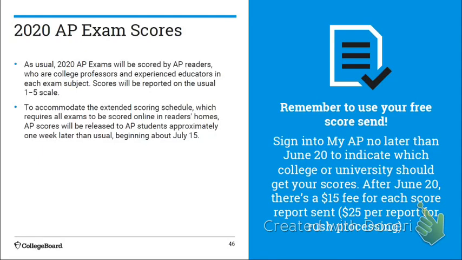Okay, so because the AP exams are having to be scored by graders at home, usually scores come out around July 4th. This year they're going to be a little bit delayed. They're saying around July 15th, just because this is kind of unprecedented, having to have the graders do everything separately at home. They will still be on a 1 to 5 scale.